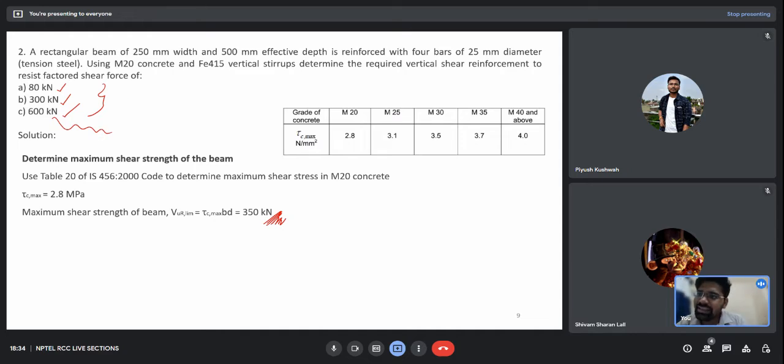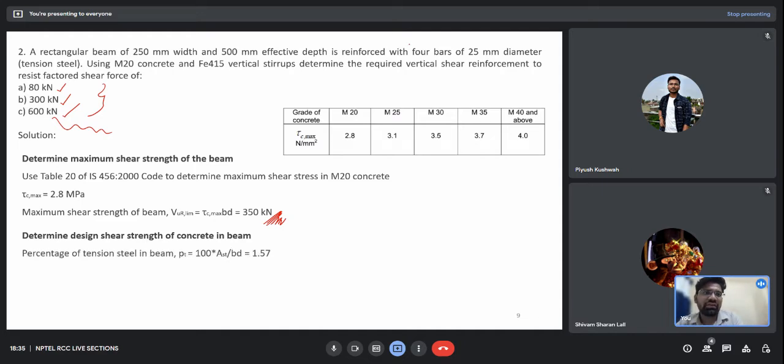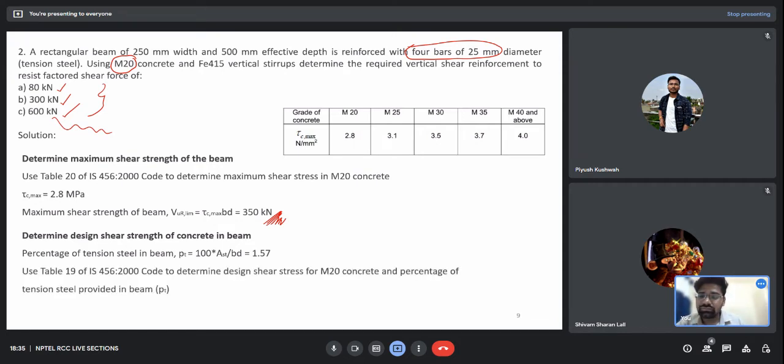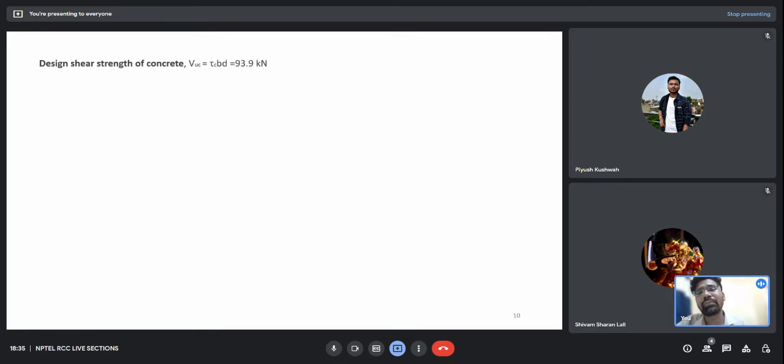Now let's look at case A and case B. I will find VUC first. The percentage of steel: here I have 4 bars of 25 mm and the grade of concrete is M20. From that table you can easily find the TOSI. That table I have already shown you, and please remember, if the percentage of steel falls in between any two values, then go for linear interpolation. You can do that and find the value. Now my TOSI comes out to be 0.7512. I have multiplied it by BD.